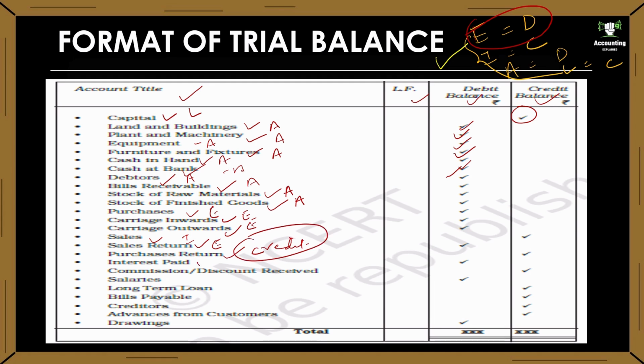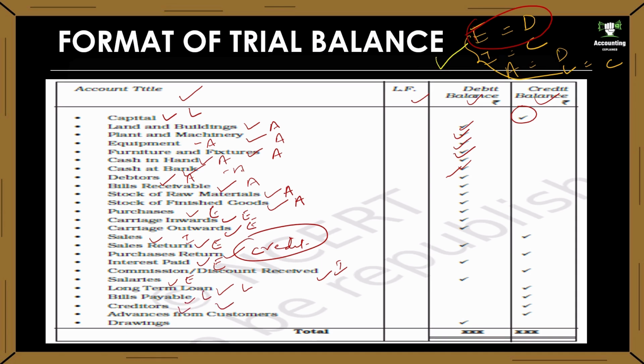Okay. Interest paid is an expense, it will have a debit balance. Commission received or discount received is an income, so it will have a credit balance. Salaries is an expense, debit balance. Long-term loan. When you take a loan, you are liable to pay in the future, so it's a liability. It will have a credit balance. Bills payable, again liability, credit balance.